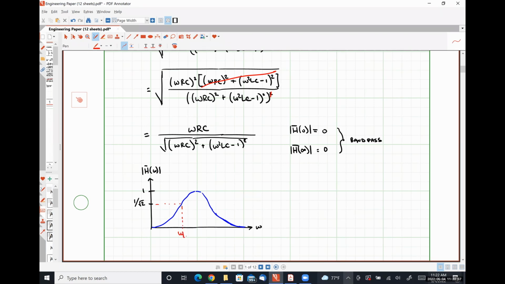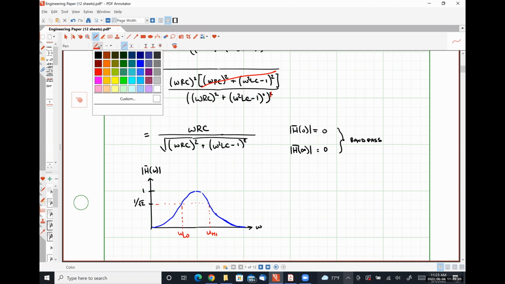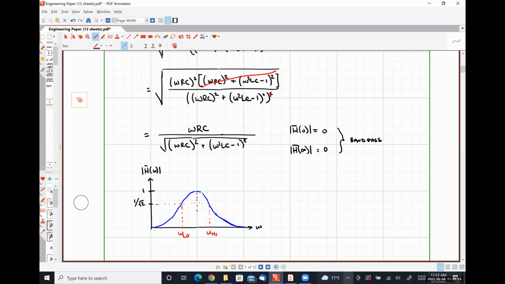I'm going to have a corner frequency omega low. And I'm going to have a second corner frequency omega high. And then in the middle, actually, let me use a different color than red since I want to be not confusing. At our peak, we have our center frequency of omega C. Now, I'm not going to make us derive this because it's a little bit annoying because of the square roots and all that kind of good stuff.